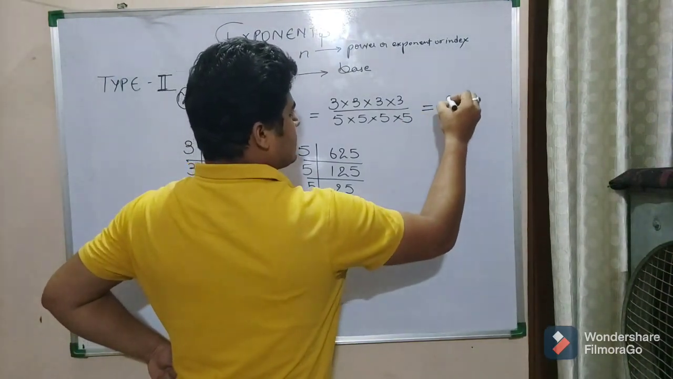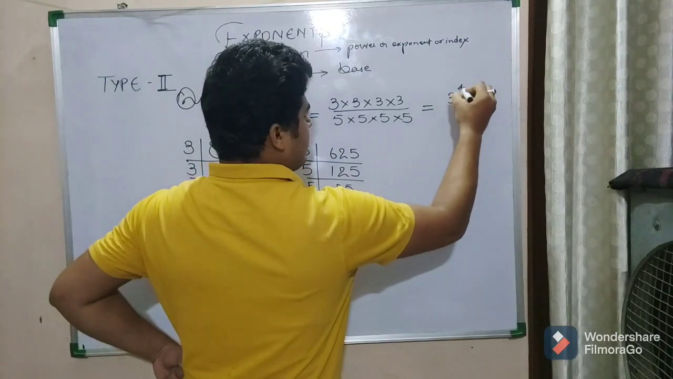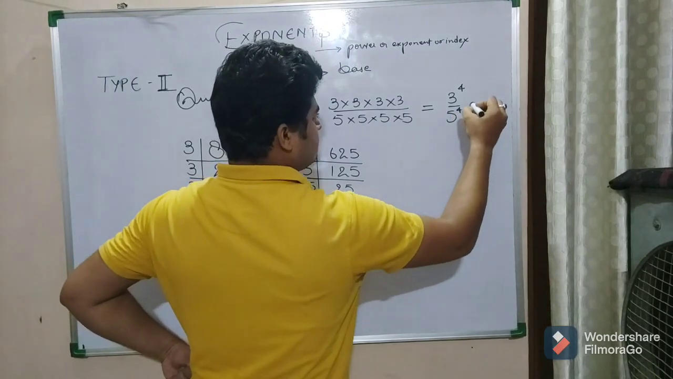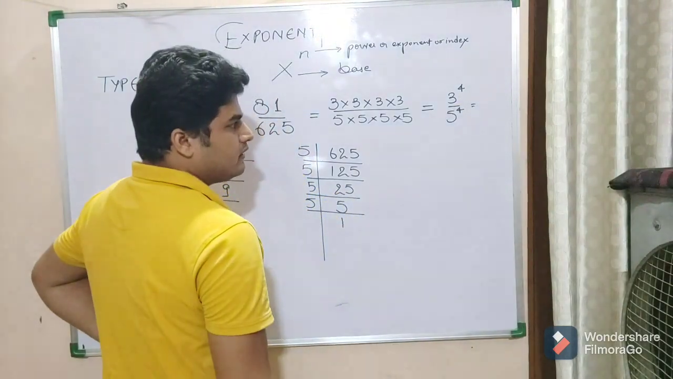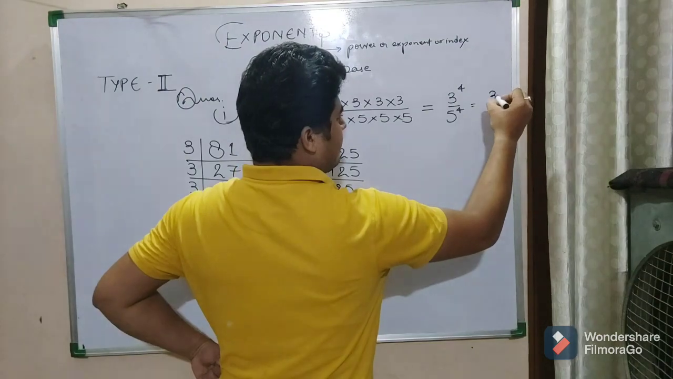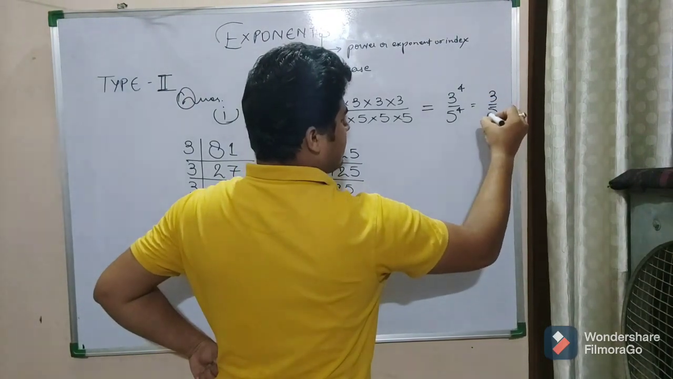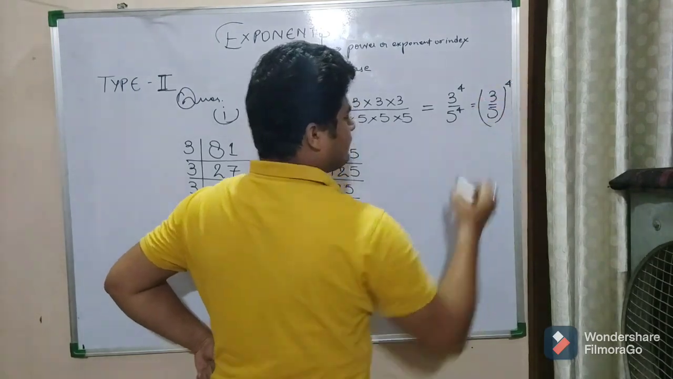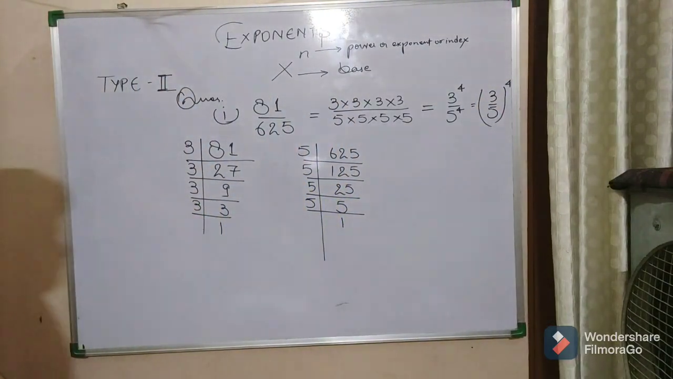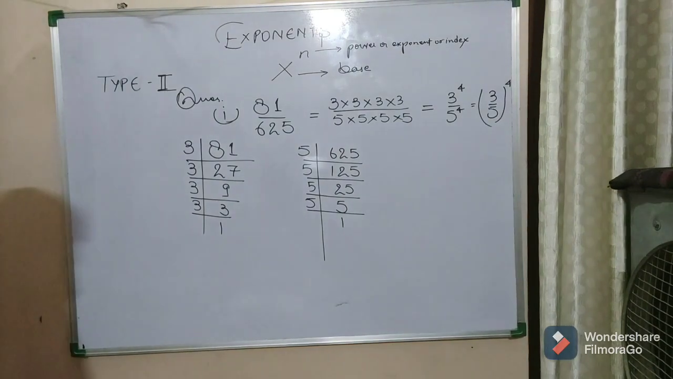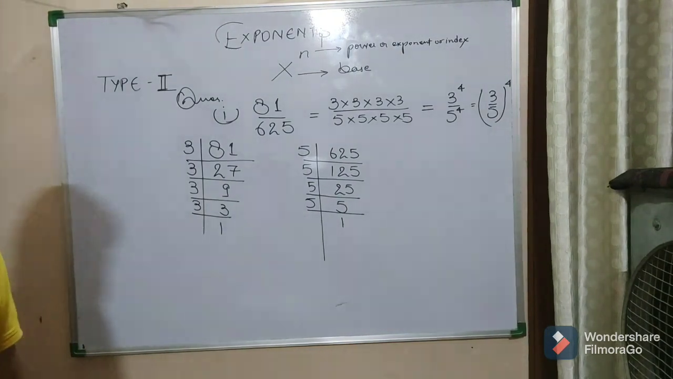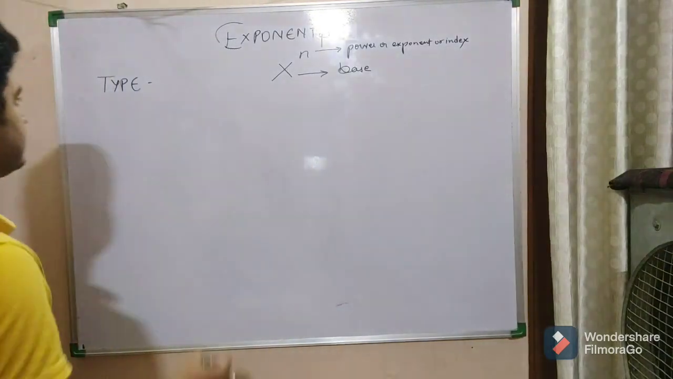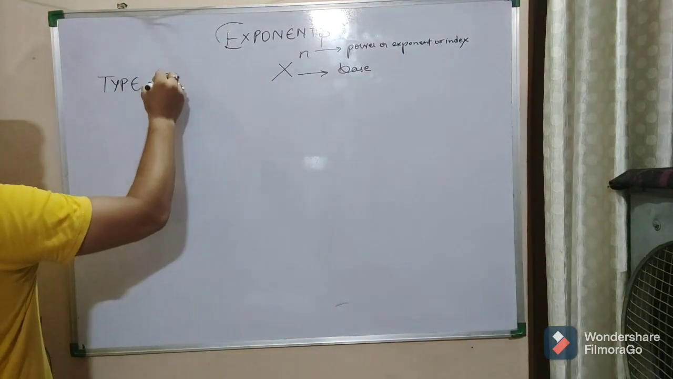So it can be written as 3 raised to the power 4, 5 raised to the power 4, and combined they can also be written as (3 by 5) raised to the power 4. So this is the exponents form.